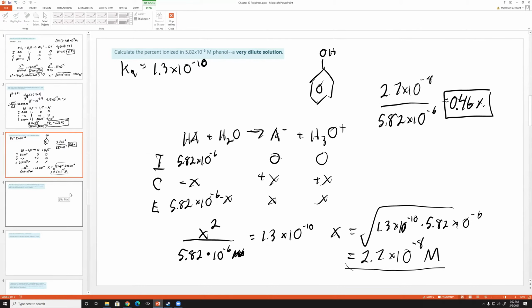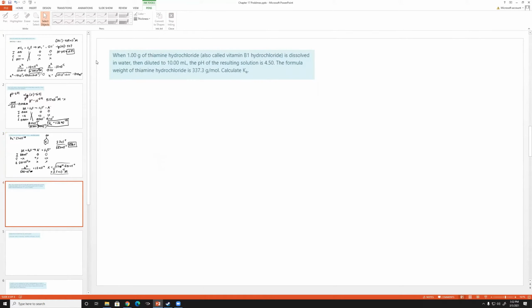And also from this, you can calculate the pH by doing the negative log of the value for X, etc. All right, moving forward, we have: when 1 gram of thiamine hydrochloride is dissolved in water and diluted to 10 mL, the pH is 4.5. The formula weight of the thiamine hydrochloride is 337.3 grams per mole. Calculate Ka.